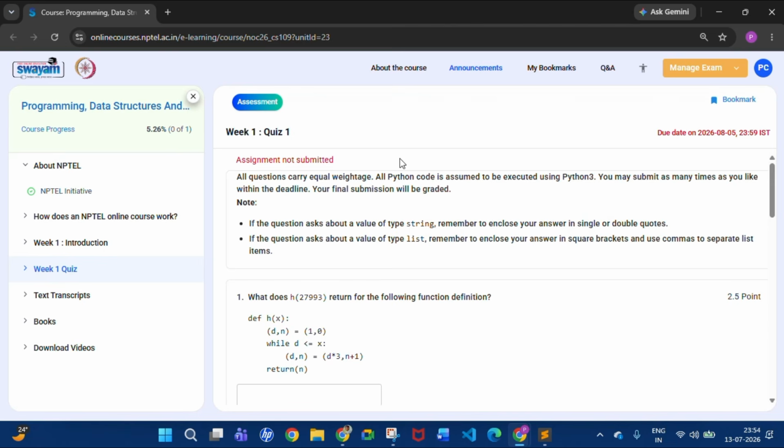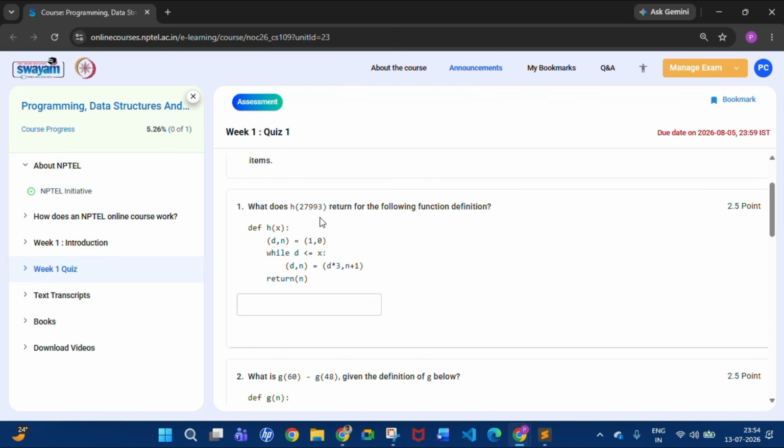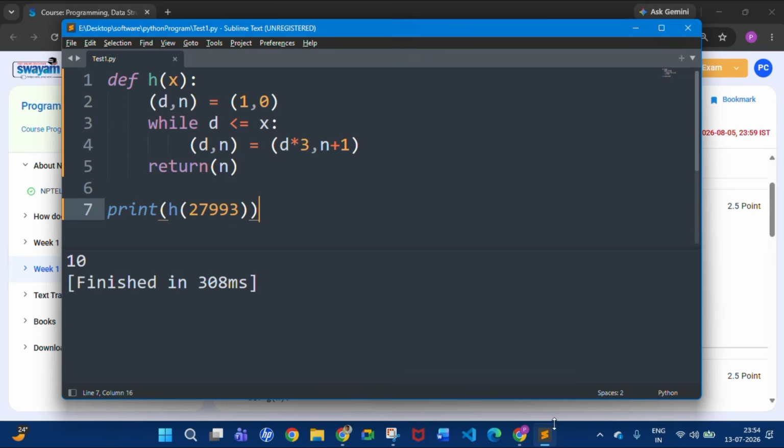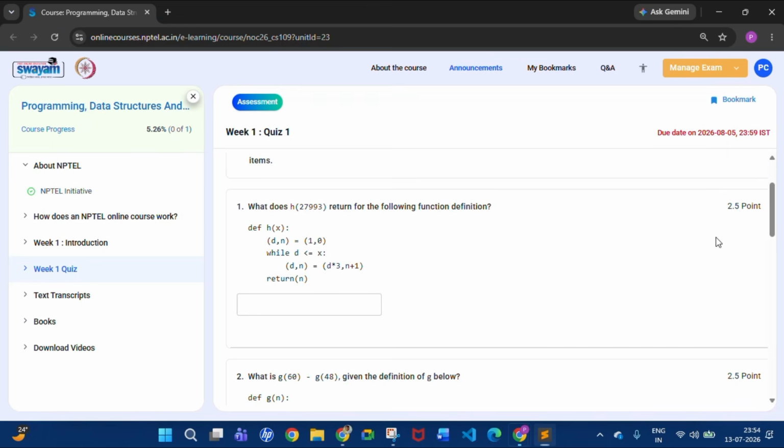So coming to the first question, what does h(27993) return for the following function definition? So this is the function definition for h(x). Now what will be h(27993)? If you go here and see, if I print h of 27993, then it will print 10. So the answer of this first question will be 10.